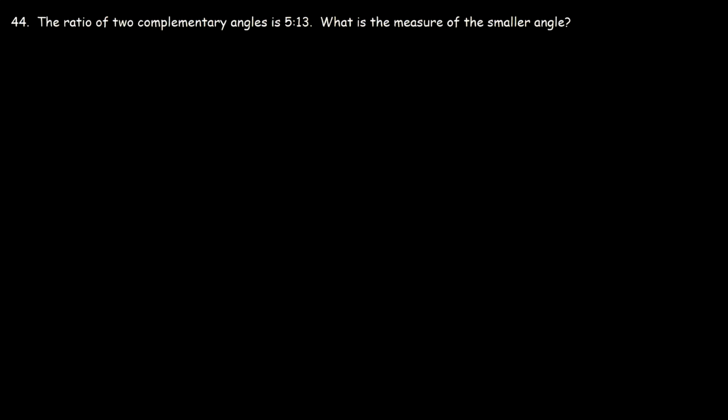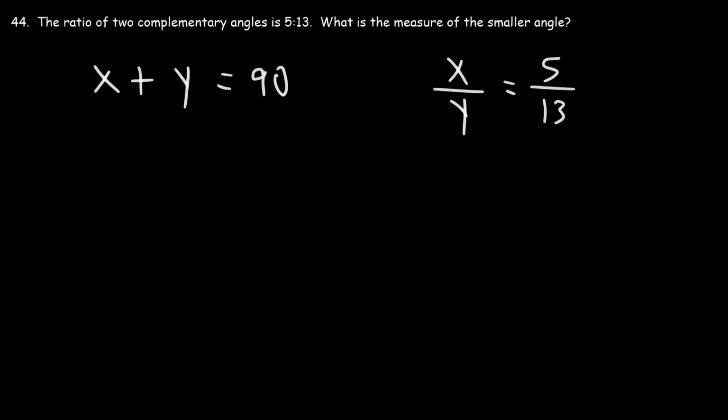44. The ratio of two complementary angles is 5 to 13. What is the measure of the smaller angle? So let's say that the two angles are x and y. Complementary angles must add to 90. Now let's say x is a small angle, y is the large angle. The ratio of x to y has to be 5 to 13. So x divided by y is 5 divided by 13.